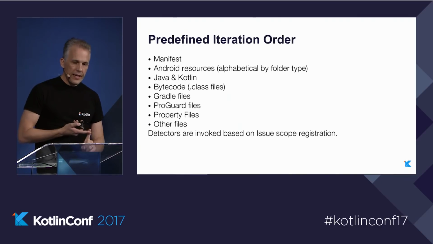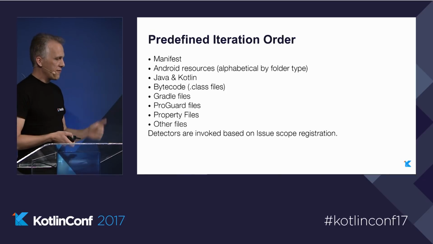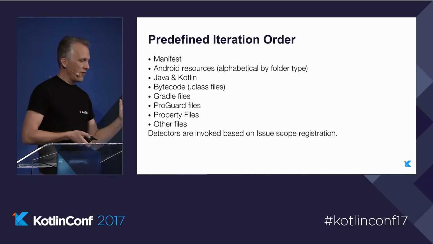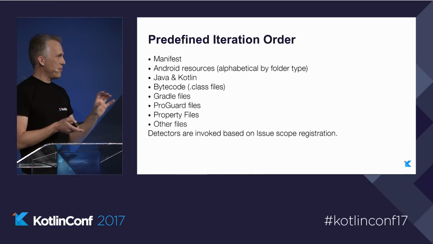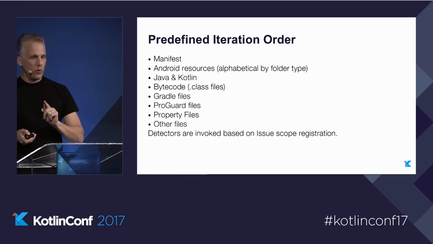And furthermore, Lint has a predefined iteration order. It'll always follow this order. It'll always look at the manifest first, then resources, alphabetically by folder type, then Java, and so forth. So in our example, we know that we're going to process the XML first. So when we get to Java, we don't have to store that for the end. We can basically report the issue immediately.